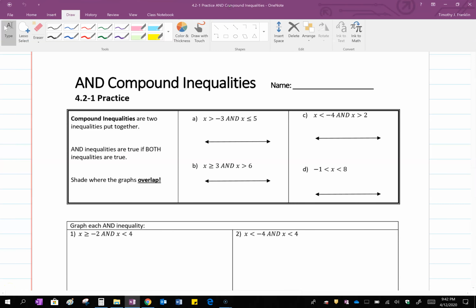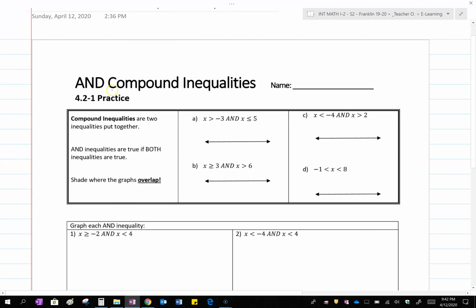We are going to explore something called compound inequalities, which are two inequalities put together. So remember, an inequality is a statement that is not equal, like x is greater than 4 or y is less than 3. Less than, greater than, these are inequalities. Now there are two kinds. We are going to focus today on and inequalities. They're called and inequalities because they are true if both inequalities are true.